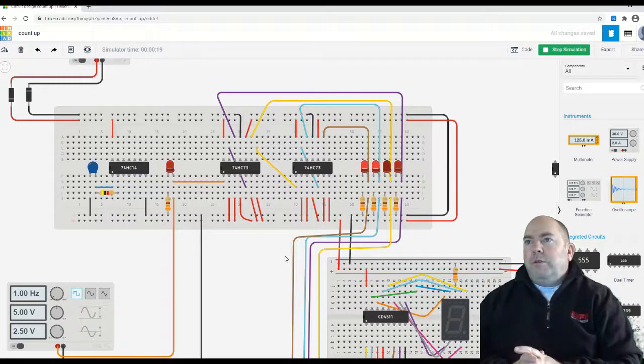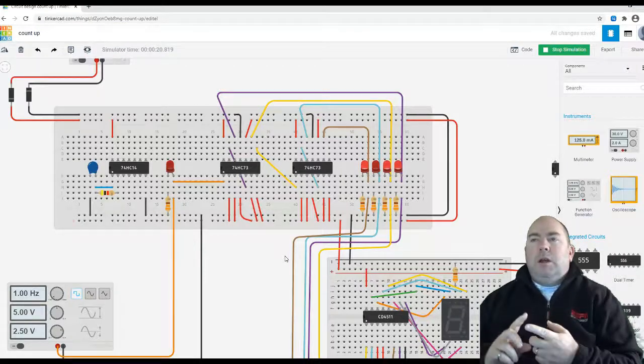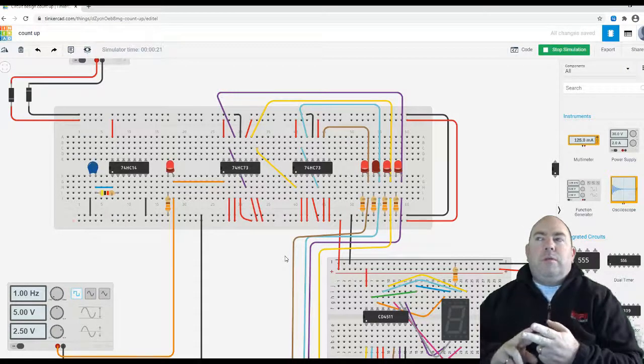Okay, so the only difference between count up and count down is what drives the clock signal of the next flip-flop. On the count up, it is the output, so Q of the previous flip-flop. On the countdown, it is Q bar of the previous flip-flop.